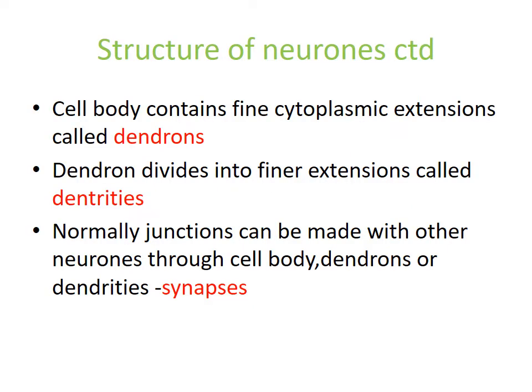In a neuron, the cell body has finer cytoplasmic extensions called dendrons. These in turn form finer extensions called dendrites. Normally, junctions can be made with other neurons on any part of the cell body, dendrons or dendrites. These junctions we call synapses.